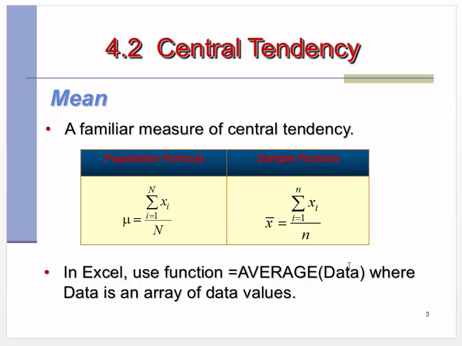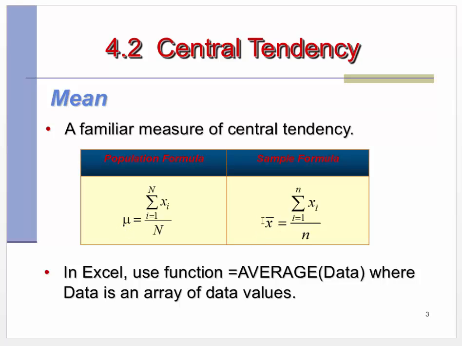The equation for that here is, for the population, this is the equation. The Greek letter mu means the population mean, and the big sigma here means add up all the values in this data range from the first one, 1, to the last one, n. The capital N stands for the number of observations in the population. Once you add up all the individual values, you divide by the total number N, that's how many numbers you have, and that will give you the population mean, or mu.